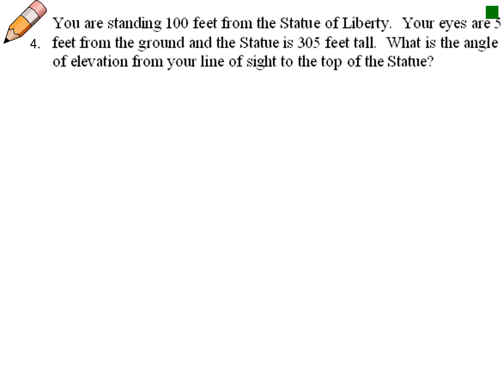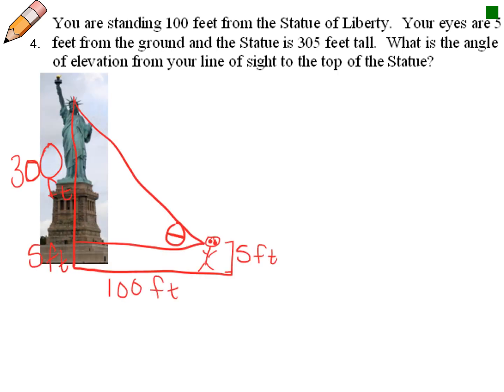We just have one more real life example, and this is going to be using the inverse functions. So you are standing at 100 feet from the Statue of Liberty, your eyes are 5 feet from the ground, and the statue is 305 feet tall. What is the angle of elevation from your line of sight to the top of the statue? So this is what our picture would look like.